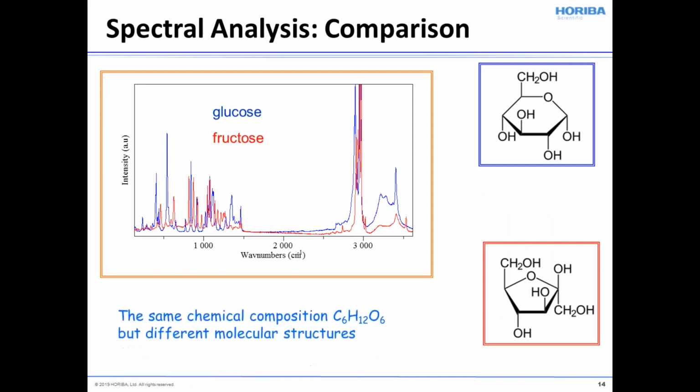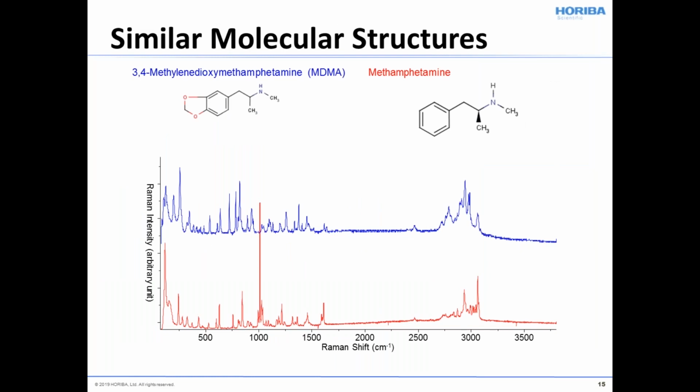Now here's a case where you have the same chemical composition, same stoichiometry, but different molecular structures: glucose and fructose. Nevertheless, you can see in the upper left-hand corner that the spectra of each of these compounds can be readily differentiated by Raman spectroscopy. You can also have similar, but not the same stoichiometry, and similar molecular structures.